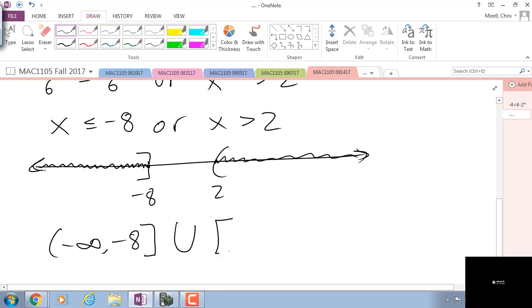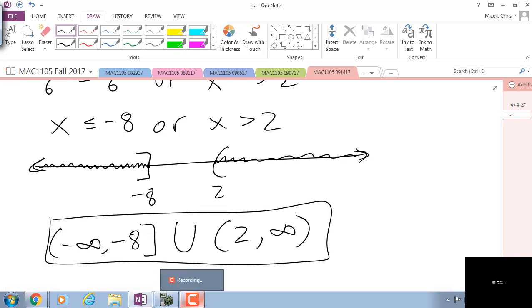Union, oops, almost messed that up. Union 2 to positive infinity. 2 is not included. X has to be greater than 2 if it's not less than or equal to negative 8 in order to qualify as part of this interval.